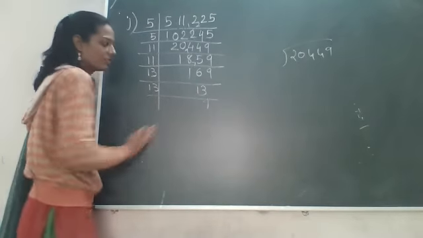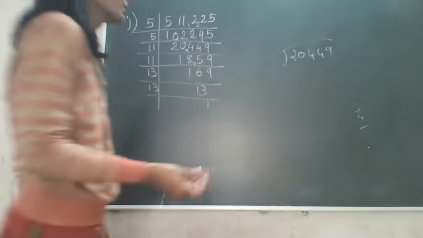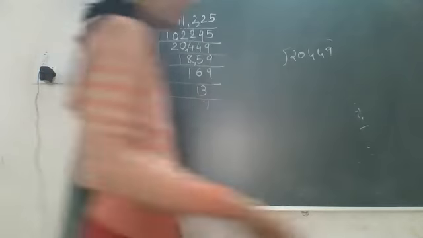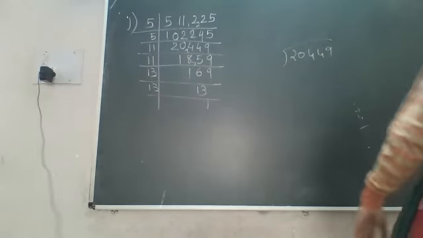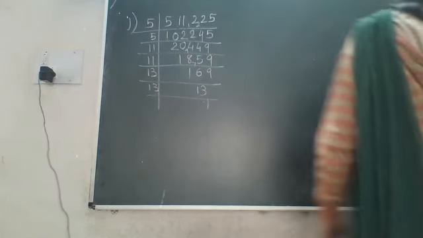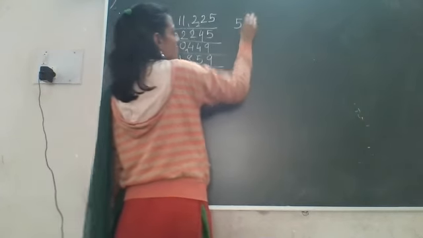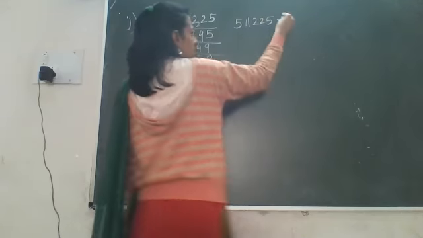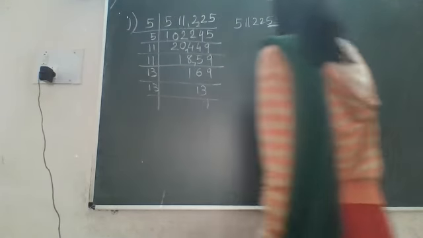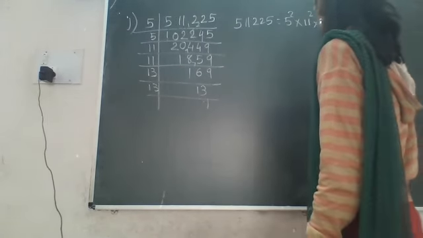Yes, 169 is the square of 13. So ultimately, what we got? 5 square, 11 square and 13 square, right? So we can see that 5,11,225 is equal to 5 square into 11 square into 13 square.